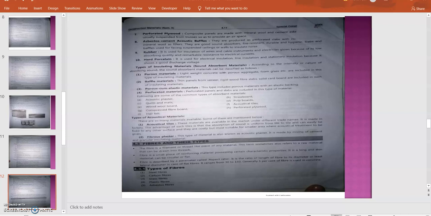Last lecture we discussed different finishing materials like bitumen, tar, asphalts. Then we went through some termite chemicals or termite proof reagents. Then we went through some sound insulating and thermal insulating materials. Now we discuss fibers and their types.